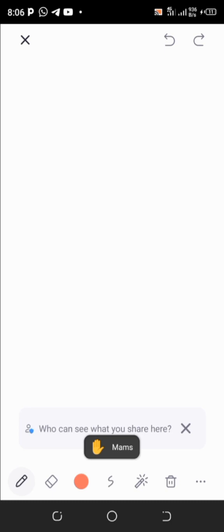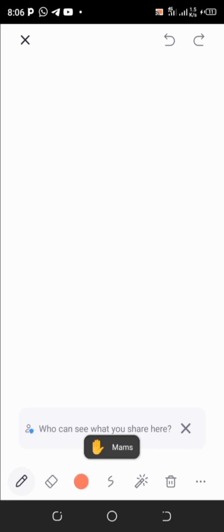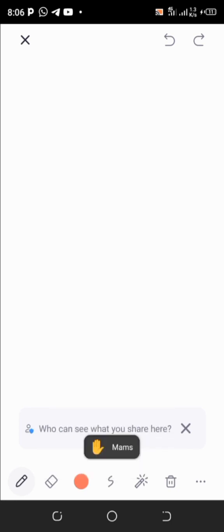Can anyone see my screen? Are you guys seeing my whiteboard? If you can see my board, just type 111 if you can see my whiteboard, so we can begin. All right, it means you can see my whiteboard. Okay, so we're looking at trading session.